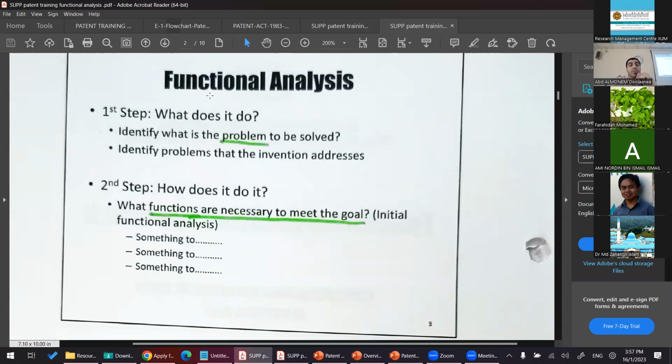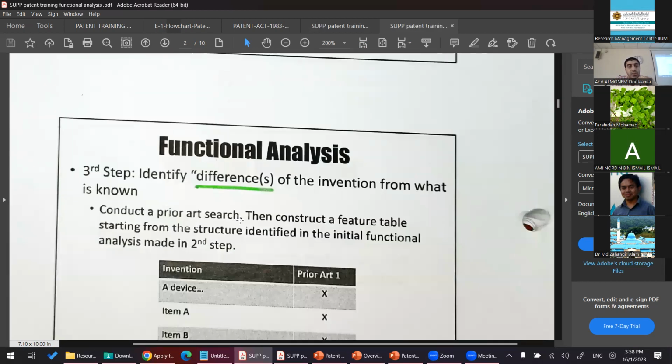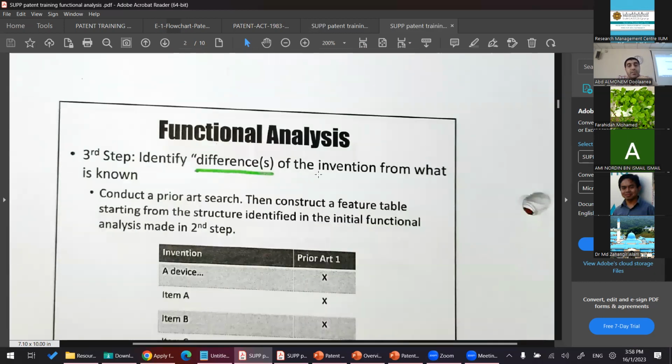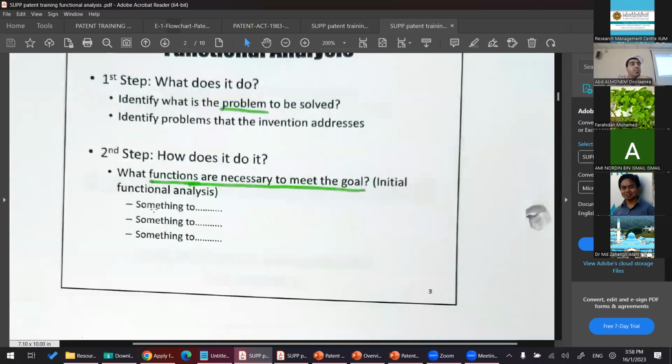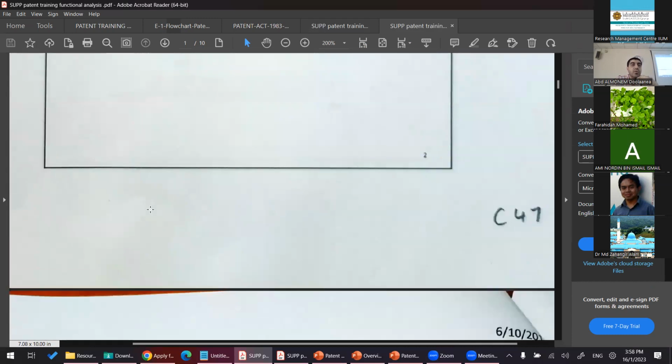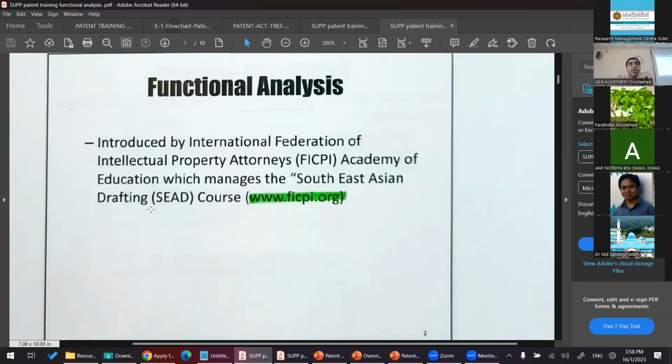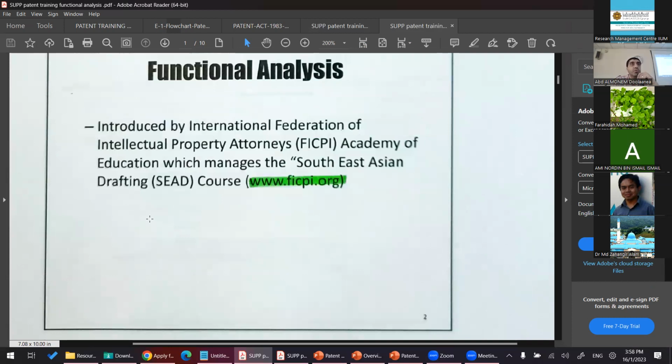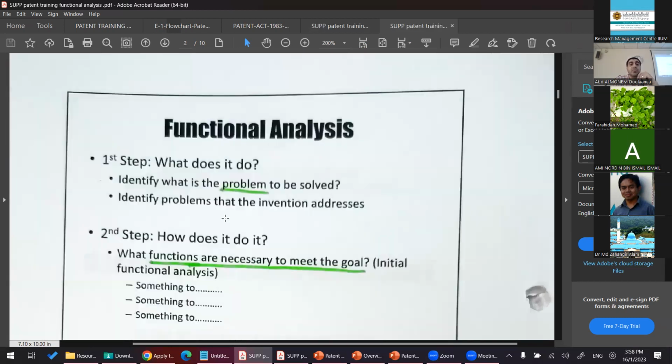So the first step, what does it do? Identify what is the problem to be solved. Identify the problems that the invention addresses. Okay. What does it do? What functions are necessary to meet the goal? Initial function analysis. Then identify the difference from what is known. So this will help you to write your claims, when you already found some prior art similar to your invention, because you need to do your research first.